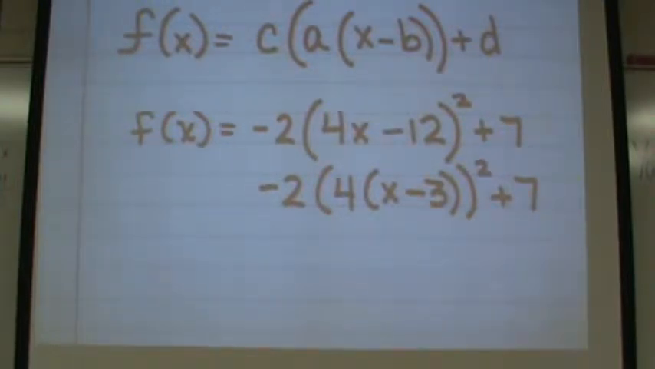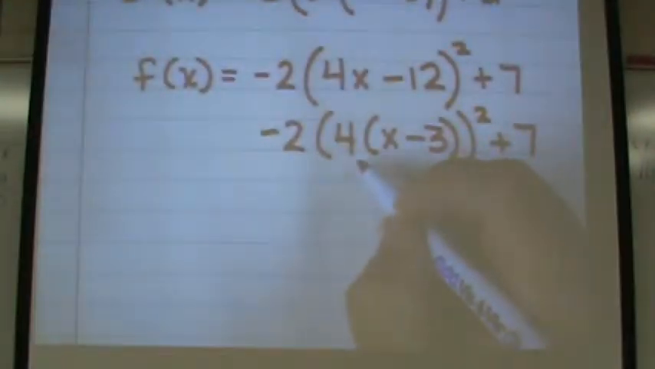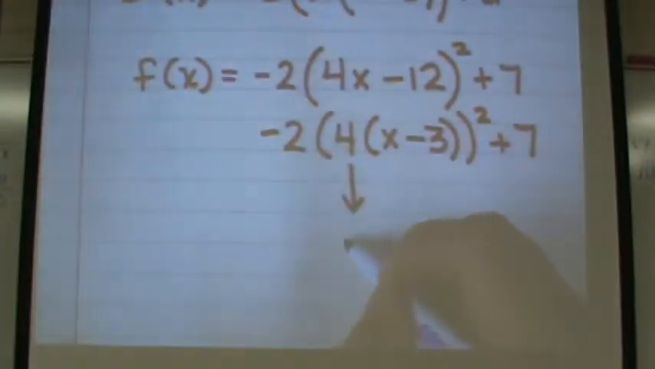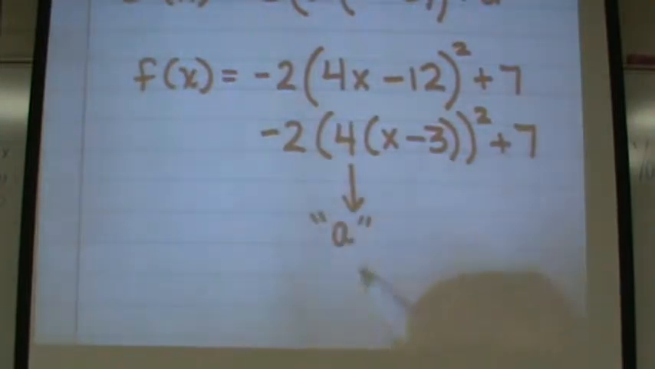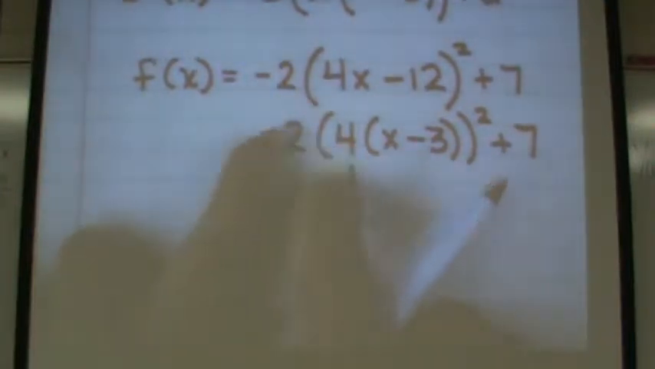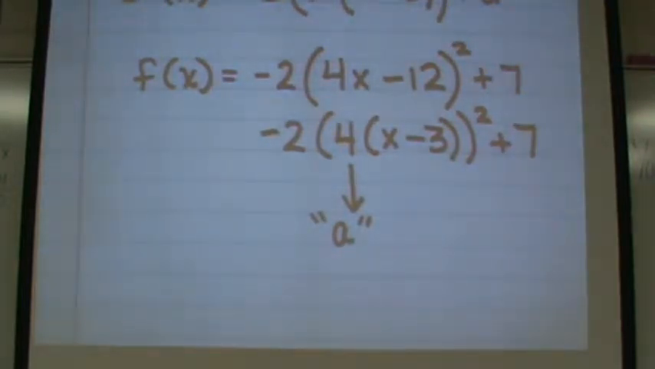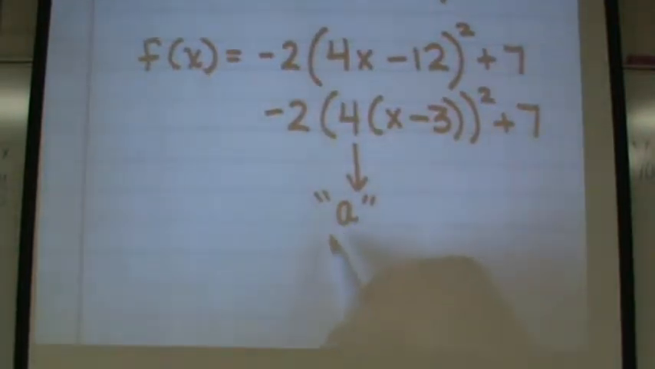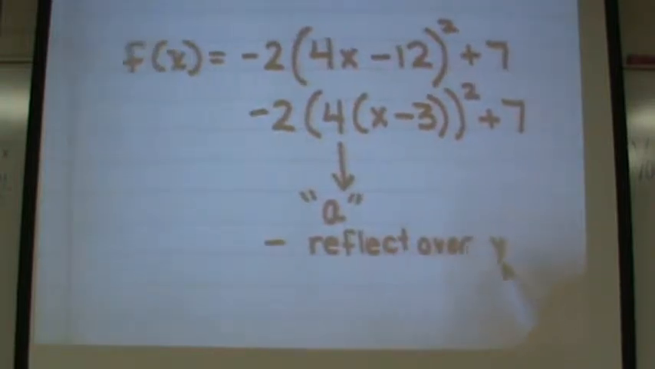We always start with right here, A. Here's your A value. Let's talk about A. The A value. These are the ifs. What you're going to know with A is it's going to affect your graph horizontally. It's going to horizontally stretch or compress your graph. And it may, if there's a negative here inside, it's going to reflect it over the y-axis. So, if A is negative, it's going to reflect over the y-axis.